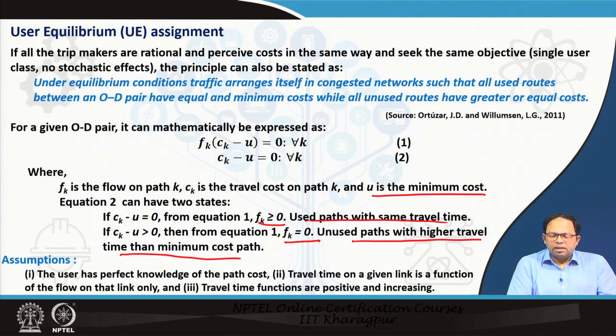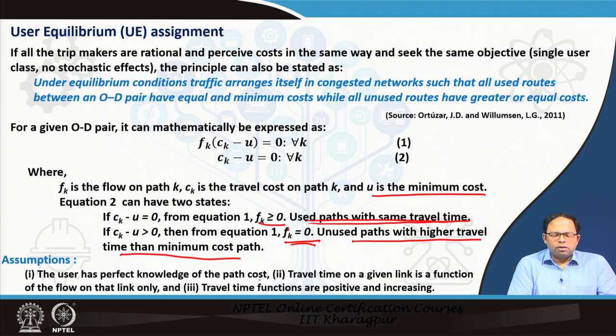So, that means when the travel time is higher than the minimum cost time, then flow is 0, and when a used path has the same as the minimum cost time, in that case Fk is greater than or equal to 0. So, that is what this equation signifies. We are making some assumptions.